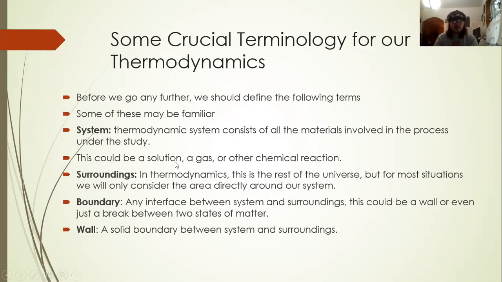Now, there's some crucial terminology for our thermodynamics before we go any further. We're going to be using these all throughout this class, so you should learn them. When we talk about a system, a thermodynamic system is the region in which all relevant chemistry occurs, the region in which we care about all the variables. It's our region where the process under study is happening. Now we can define this as narrowly or as widely as we need to solve this.